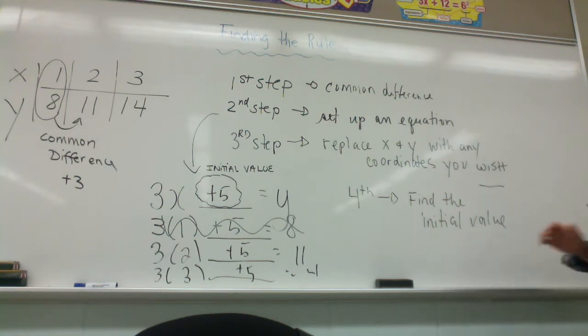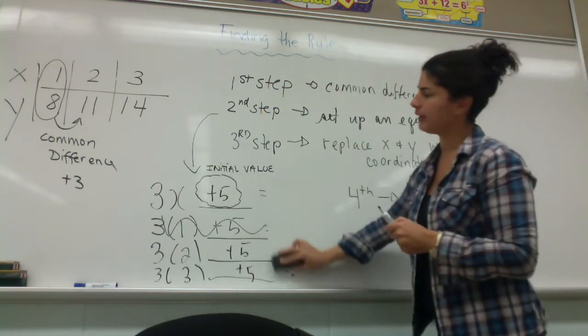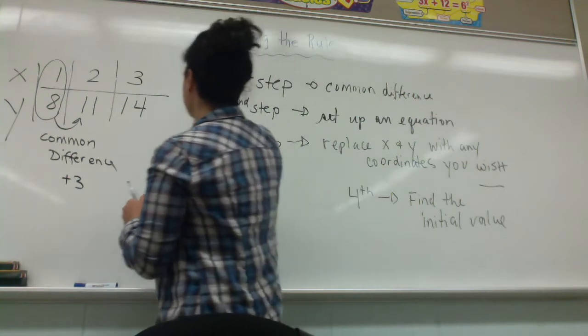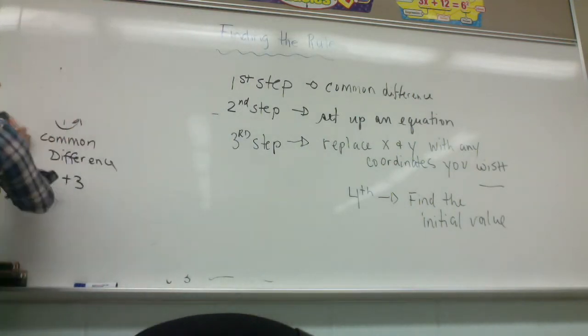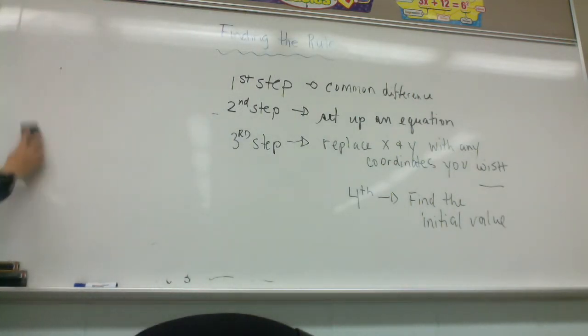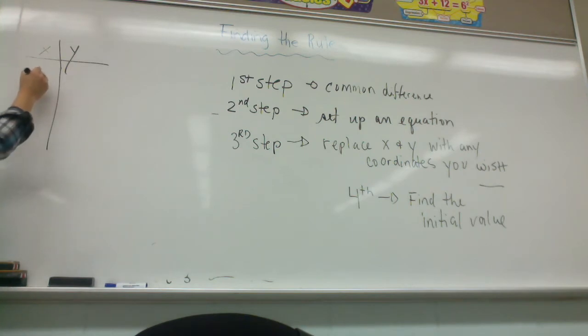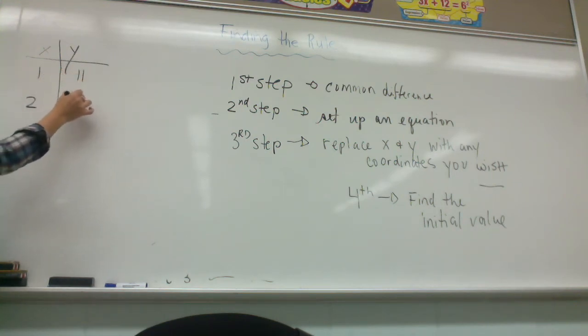I'm going to do another one. So I'm erasing. I'm going to leave the 4 steps, and I'm going to squeeze in here another example. So let's say I do this. X, Y, 1, 2, 3. And now look at what I'm going to do. 11, 15, and 19.